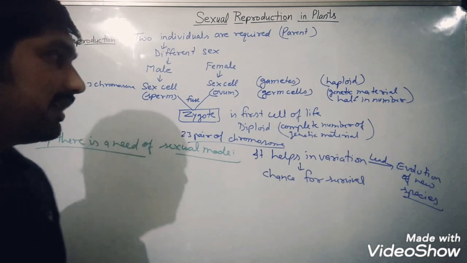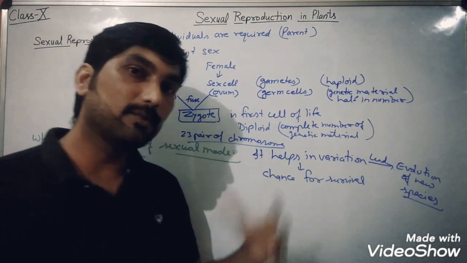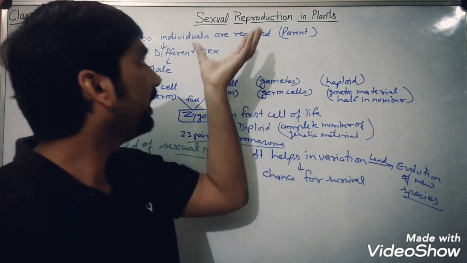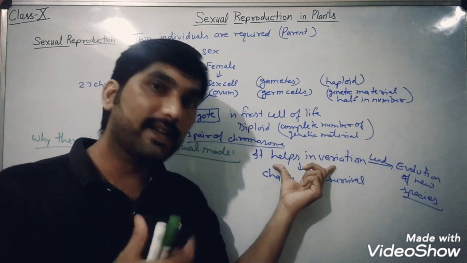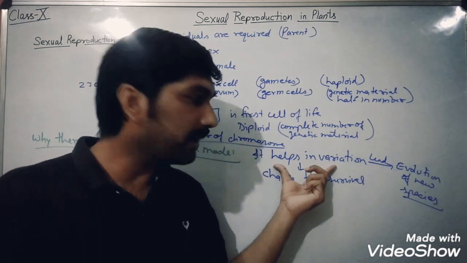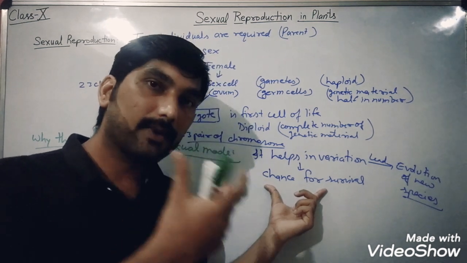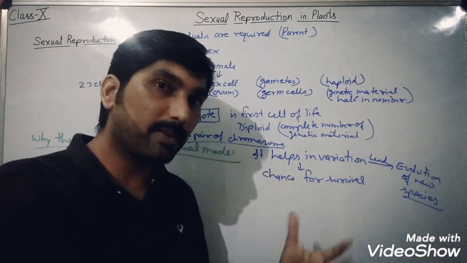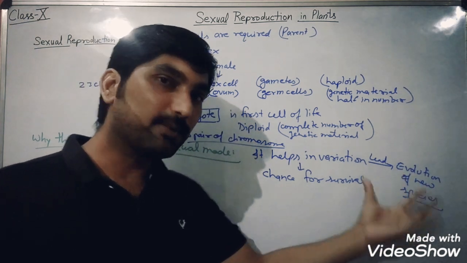So these are the two reasons why we need the sexual mode of reproduction, or why organisms must reproduce through this sexual mode of reproduction: because there is always a variation in the offspring, and this variation may lead to better chances of survival for their offspring, and this can also lead to the evolution of new species.